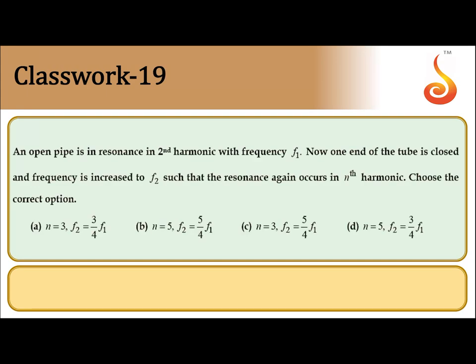An open pipe is in resonance with the second harmonic with frequency F1. Now one end of the tube is closed and the frequency is increased to F2 such that the resonance again occurs in the nth harmonic. Choose the correct option.